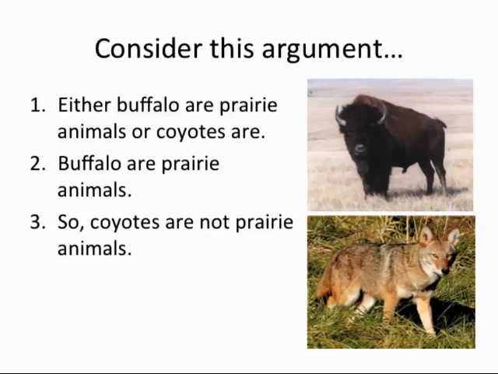Let's examine this argument. First premise, either buffalo are prairie animals or coyotes are. You'll recognize this as a compound statement which is disjunctive. The second premise, buffalo are prairie animals, is a simple statement which affirms one of the disjuncts introduced in the first premise. Conclusion, so coyotes are not prairie animals.